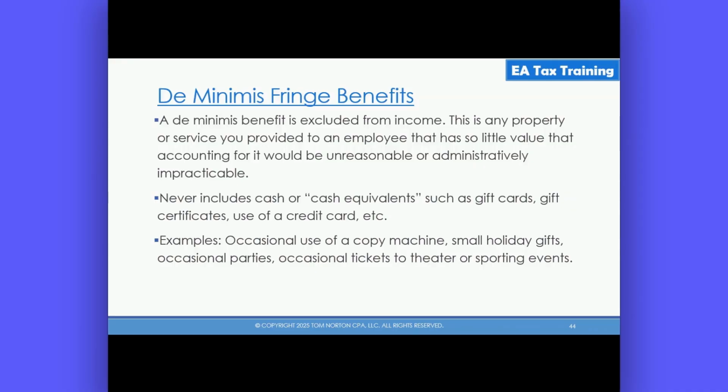But some examples of de minimis fringe benefits that are excluded are occasional use of a copy machine for personal purposes, small holiday gifts, occasional parties that the company may throw, occasional tickets to theater or sporting events, things like that, does not have to be included in the income of the employee and can be deducted by the business.